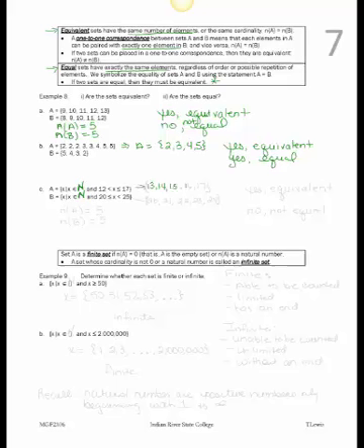15, 16, and 17. And then for B, for all x such that x is an element of natural numbers, and 20 is less than or equal to x less than 25. So those numbers are 20, 21, 22, 23, and 24.